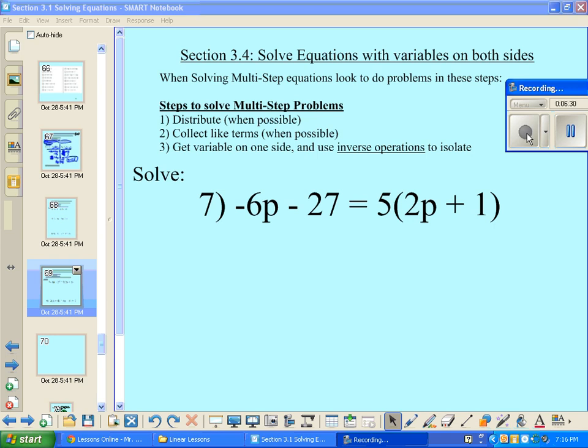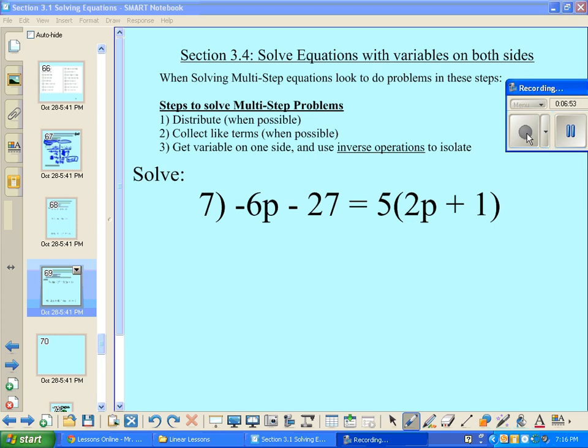Just going to walk us through another example or two here, so we get the idea, but today's lesson is a lot like the previous time we went through section 3.4. So again, just following through our steps and making sure we go, okay, distribute first, collect like terms, and then in this section try to get the variable on one side. But I'll walk through a couple more examples here just to make sure we got the idea.